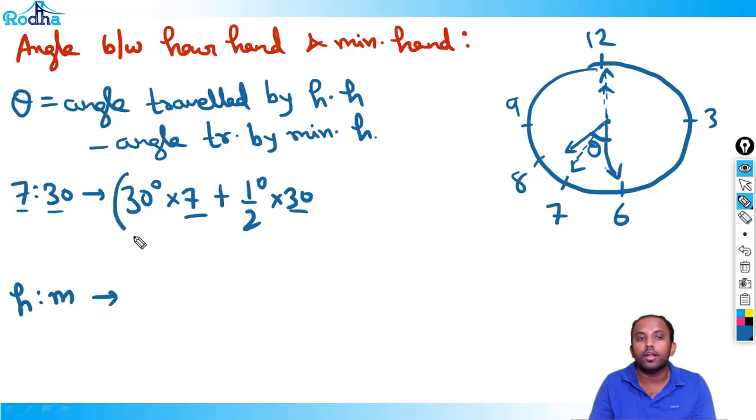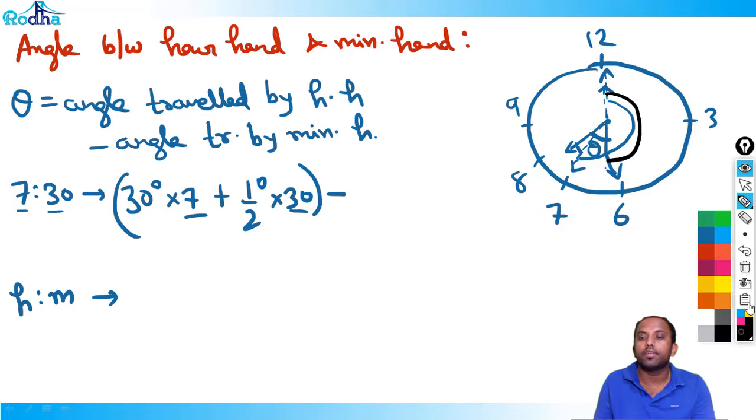So the total angle traveled by the hour hand is 30 degrees for 7 hours, from here to here, plus for this extra 30 minutes, half a degree per minute, that is half into 30. Now minus the angle traveled by the minute hand. So what has the minute hand traveled here? The minute hand has traveled from 12 to 6, that is for 30 minutes.